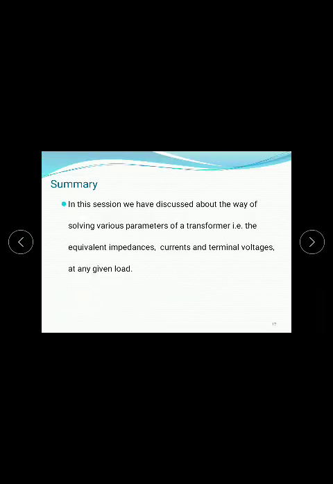So here this is the summary. In this session we have discussed the way of solving various parameters of a transformer, that is equivalent impedances, currents and terminal voltage at any given load.